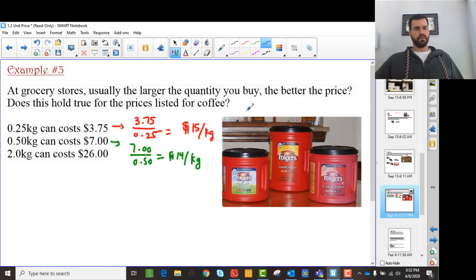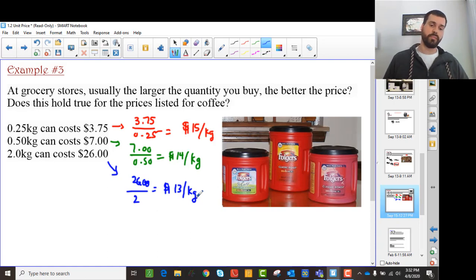And then finally, I get $26 for 2 kilograms. So if I divide 26 by 2, I get $13 per kilogram. Okay, so the question is, does that hold true? Is it true that the more you buy, the better the price per unit? Yes, in this case, it does hold true.